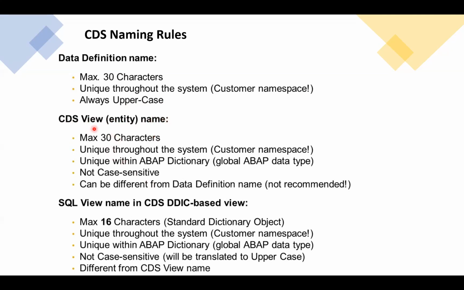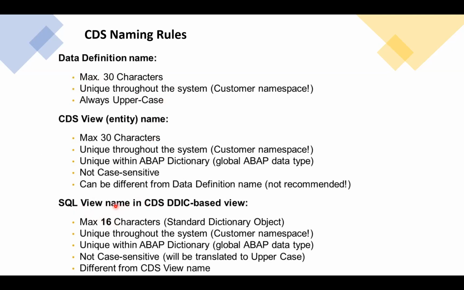CDS entity name. We will see this entity name when we use the annotations. Maximum 30 characters, unique throughout the system. This we know within the ABAP dictionary, global ABAP types, not case sensitive. It can be different from the data definition name, but it is not recommended. So this entity we know what we are talking about. Whatever the entity we see within the curly braces, that is what we are talking about. But this data definition name is completely about the view name.